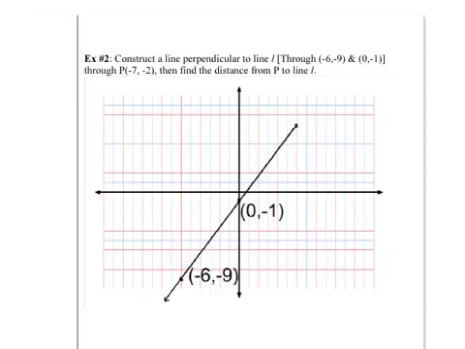Okay, some of your harder problems are going to look like this guy. There's going to be a couple like this. And basically what they're asking you to do, you're going to need a compass for this. They're going to ask you to construct a line perpendicular to line L through -6, -9, and 0, -1. So here's line L right here. And we want to go through this point, -7, -2.